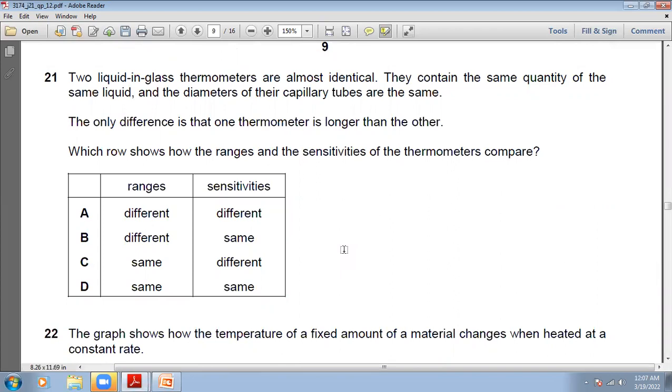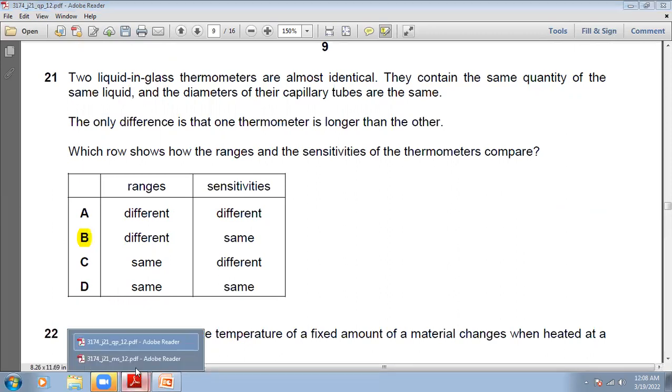The only difference is that one thermometer is longer than the other. Which row shows how the ranges and sensitivities of the thermocouple compare? The one with the longer length will have a larger range, so the range is different. Sensitivity is the same, because every aspect is the same other than the length. So both thermometers will have the same sensitivity. Their range will be different, but their sensitivity will be the same.